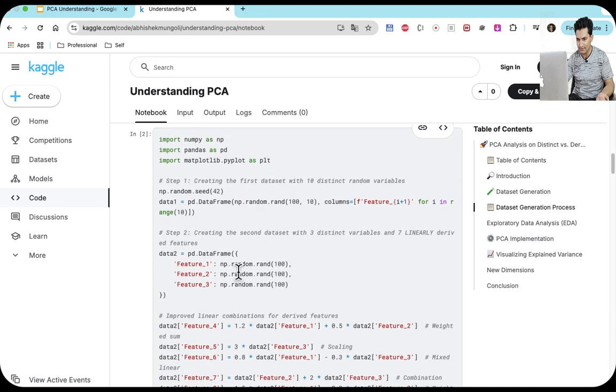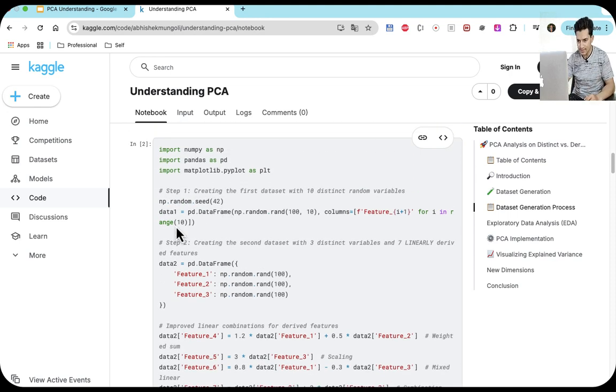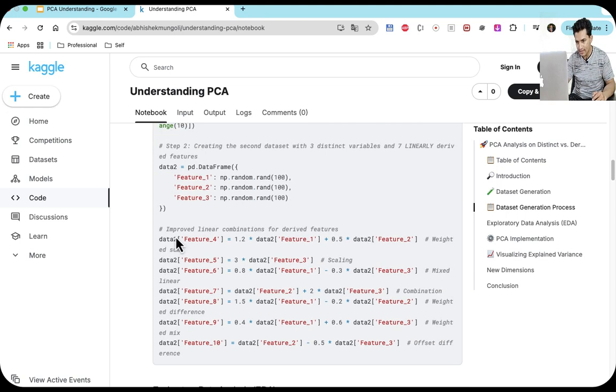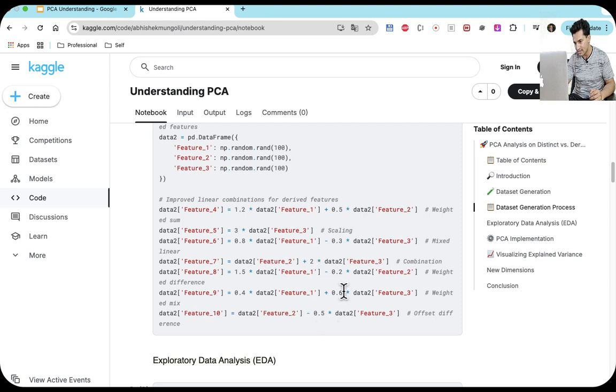It also has 10 features in total, but the first 3 features are randomly drawn with varying mean and standard deviation, and the remaining 7 features, 4 to 10, are just linear combinations of the first 3 features. So repeating, the first dataset has 10 features, all randomly drawn, all carrying distinct, new information, while in dataset 2 only 3 features carry the distinct information, and the other features are just linear combinations of the first 3 features in some way, like 1.2 times this plus 0.5 times this. I have plus, I have minus, I have multiplication, I have divide, all these linear combinations of the first 3 features to derive the next 7.